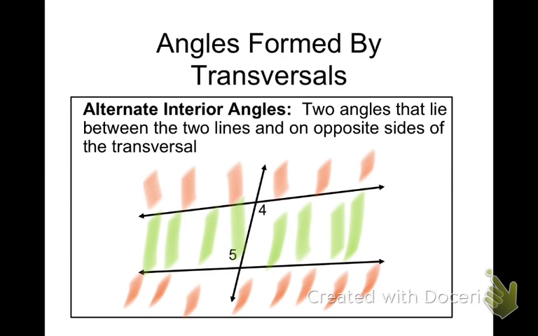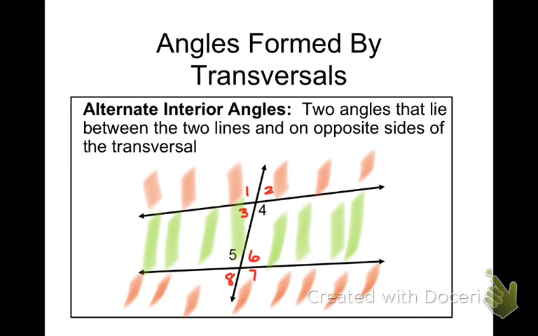So if I were to label the rest of my numbers, 1, 2, 3, 4, 5, 6, 7, 8, what are the four angles that are in the interior? 3, 4, 5, and 6, right? So for them to be alternate interior, they need to be on the opposite side of the transversal. So they're alternating sides, and they're on the interior.